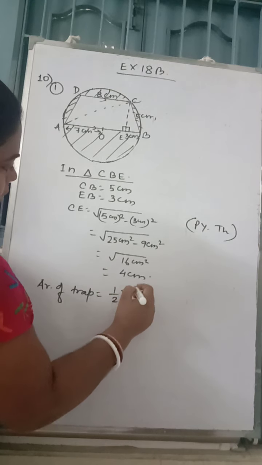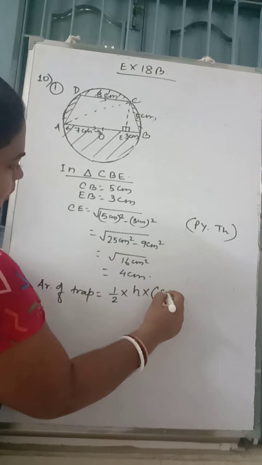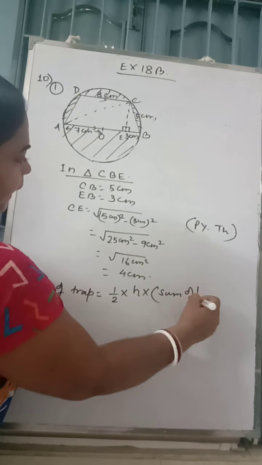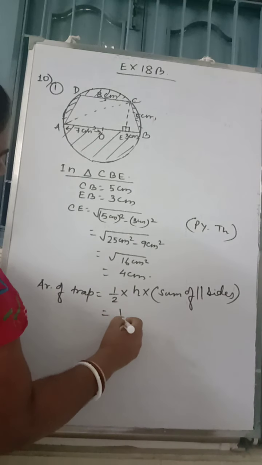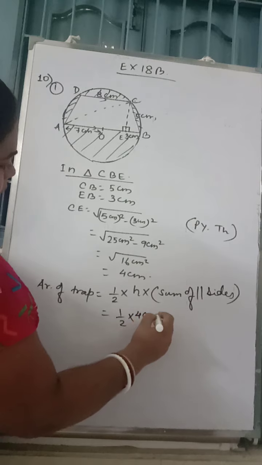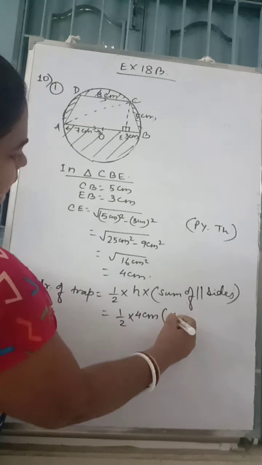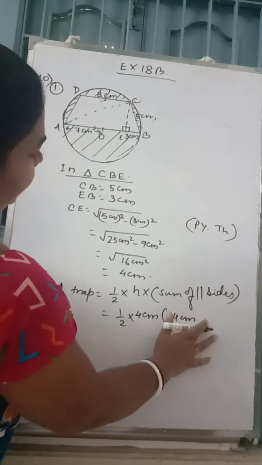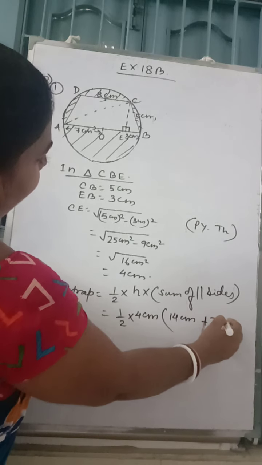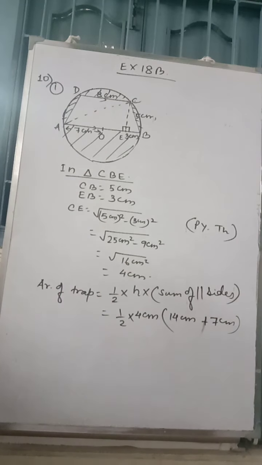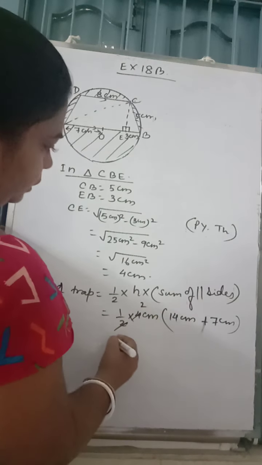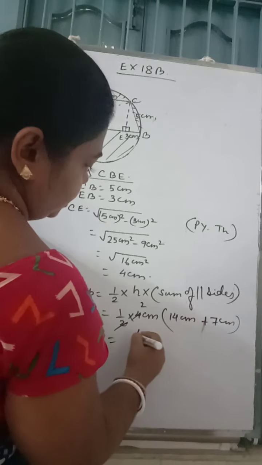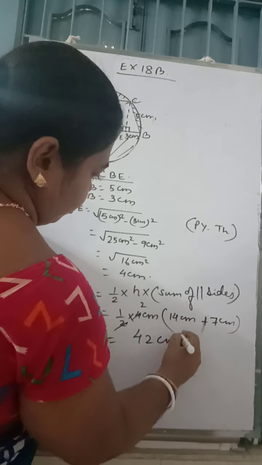Now what would be the area of the trapezium? Half into height into sum of parallel sides. Now we have got the height, that is 4 centimeter. We have the parallel sides, that is 14 centimeter plus 8 centimeter. Why 14 centimeter? Because the radius is 7, so the diameter would be 14. So this gives you 2 into 22, 44 centimeter square.